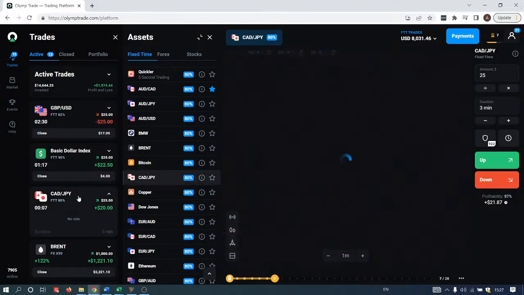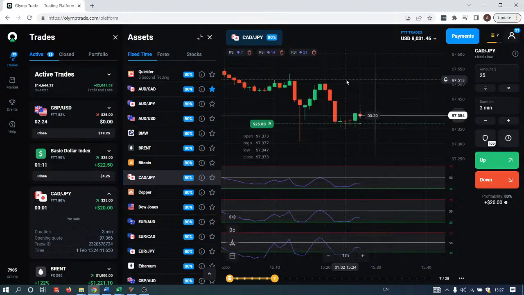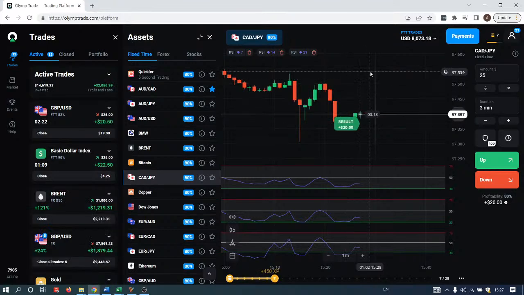All right, CAD JPY. So the Canadian dollar against the yen, and let's see how this trade closes. All right, closing with another profit. Nice. That is so nice.